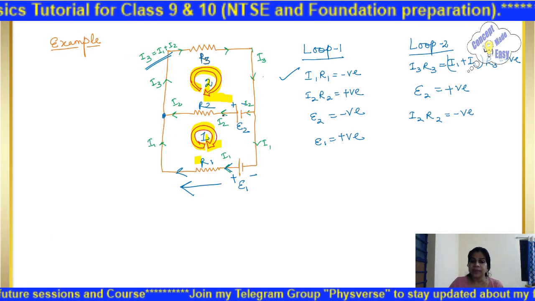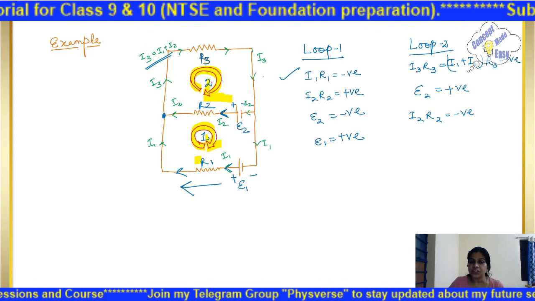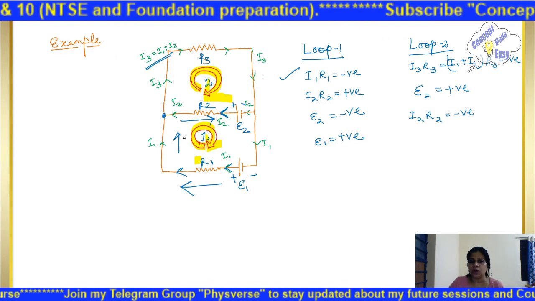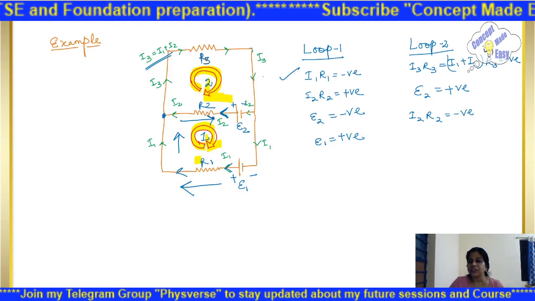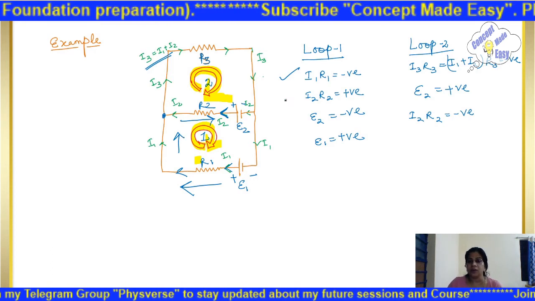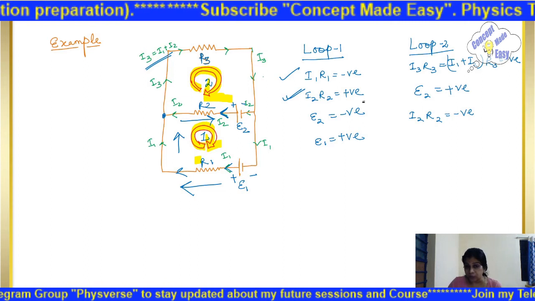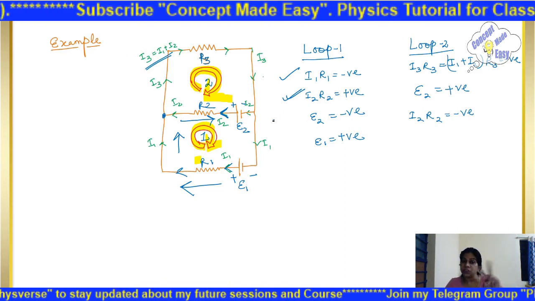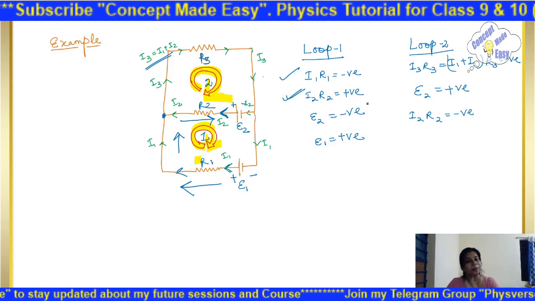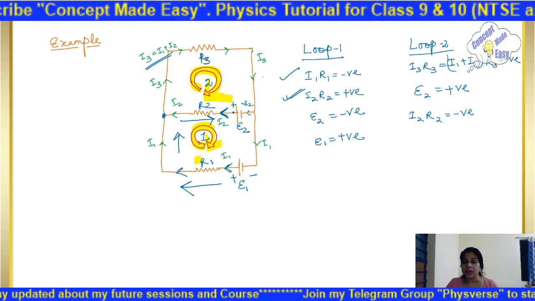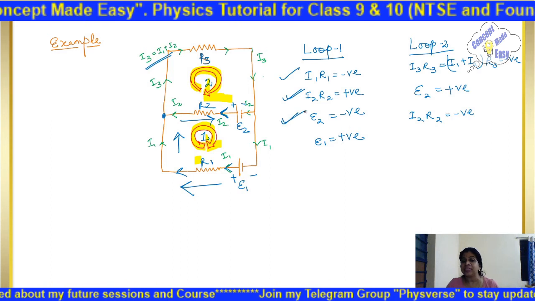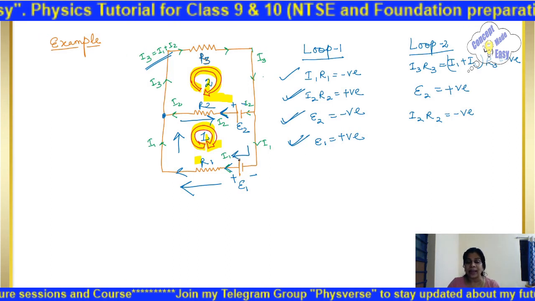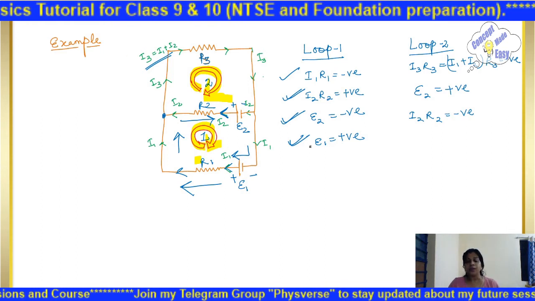Similarly here, the I2 direction is the opposite direction, but your loop direction is in this direction. Understood or not? This is the clockwise direction. So I2 R2 is positive, because if the current direction and loop direction are opposite to each other, then that voltage drop is positive. And E2, this is plus to minus, that's why it is negative. And E1 is positive because the loop is moving from minus to plus.